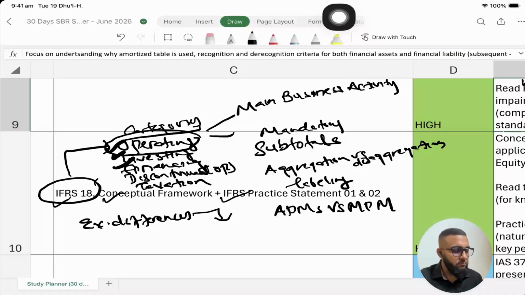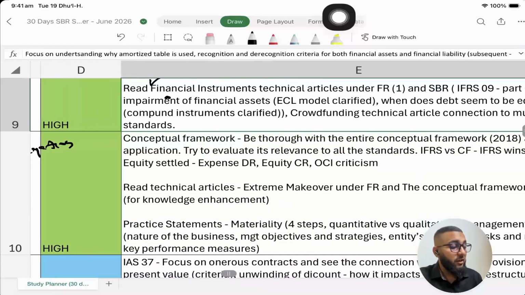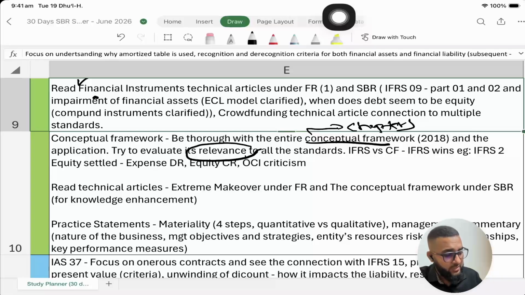All right. So when it comes to conceptual framework, you need to be thorough with the entire conceptual framework of 2018, right? The conceptual framework, there are chapters that are in there, right? Then you also will have to try to evaluate how this conceptual framework is relevant and how it's applicable to all the standards that are out there. So when you do this, you are enhancing your skill of critical evaluation.